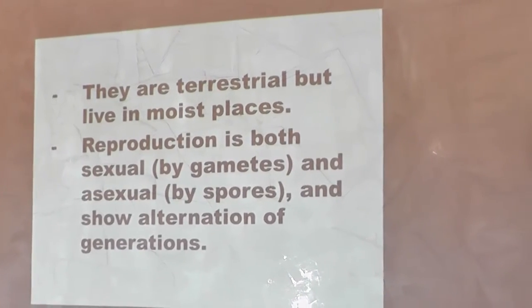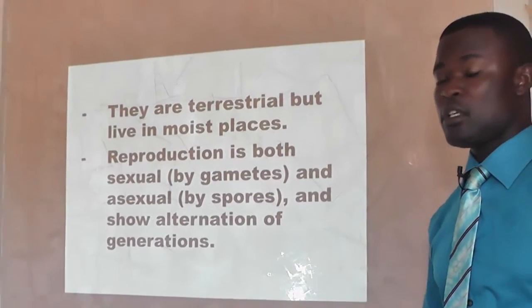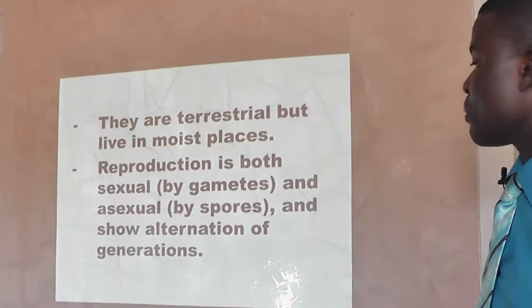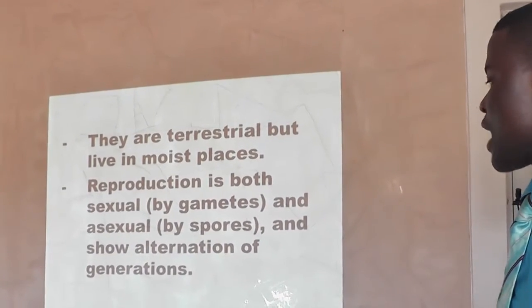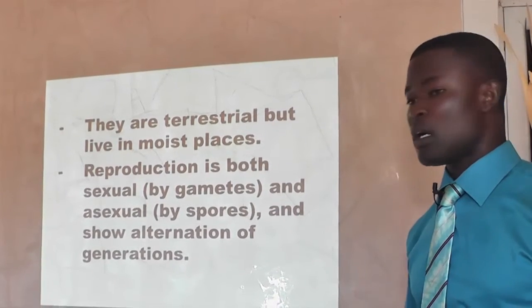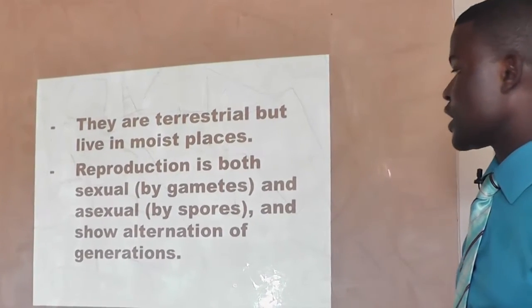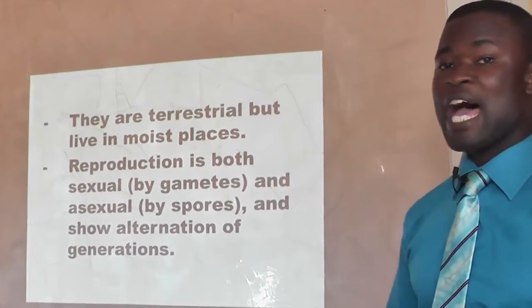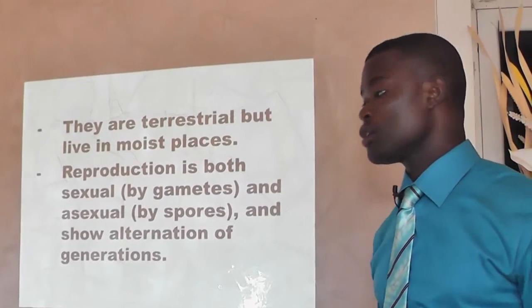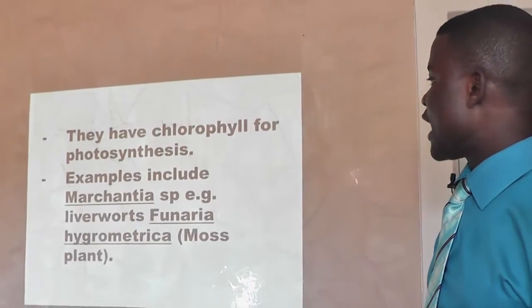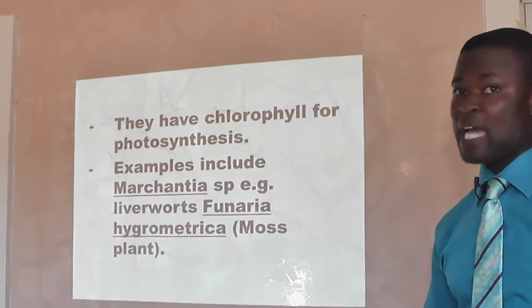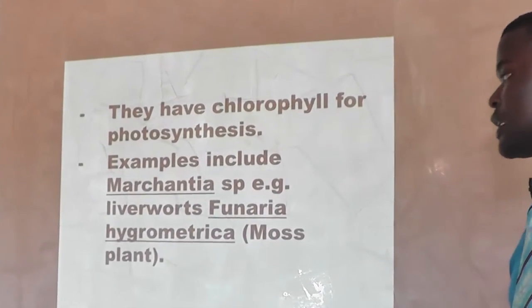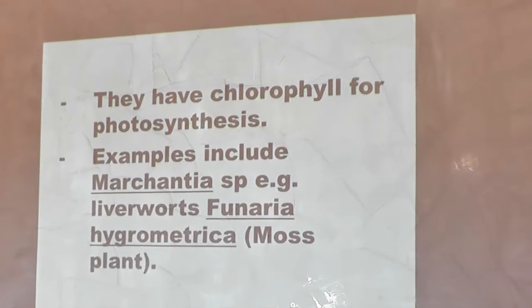Then their mode of reproduction is by means of gametes, which is the sexual reproduction, while some of them have spores, and when they release those spores, they use them to carry out asexual reproduction, and they also have alternation of generations. Then, since they are plants, they have chlorophyll that they use in carrying out photosynthesis.